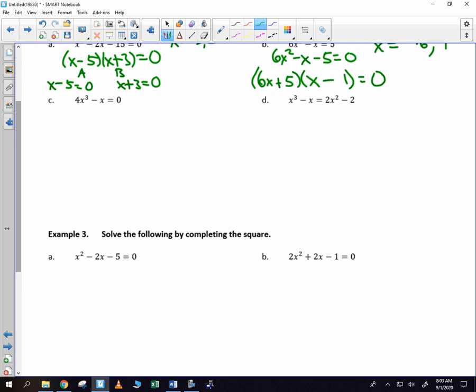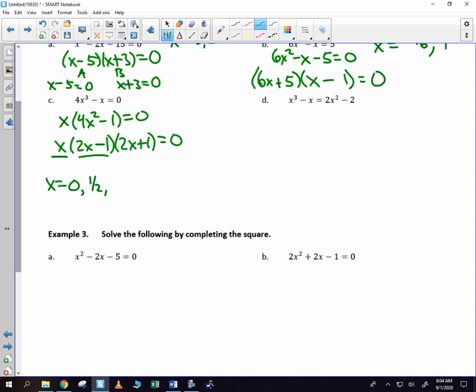Next one, we begin by factoring out an x. It's already equal to 0. 4x squared minus 1. Now we have the difference of two squares. That will give me 0. That will give me 1/2. That will give me negative 1/2.